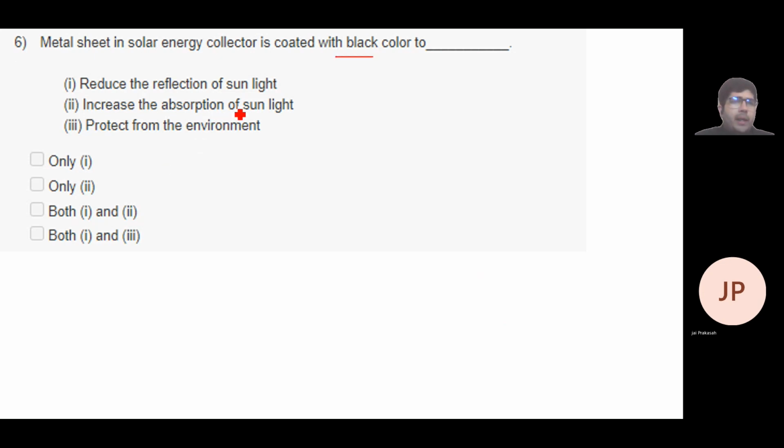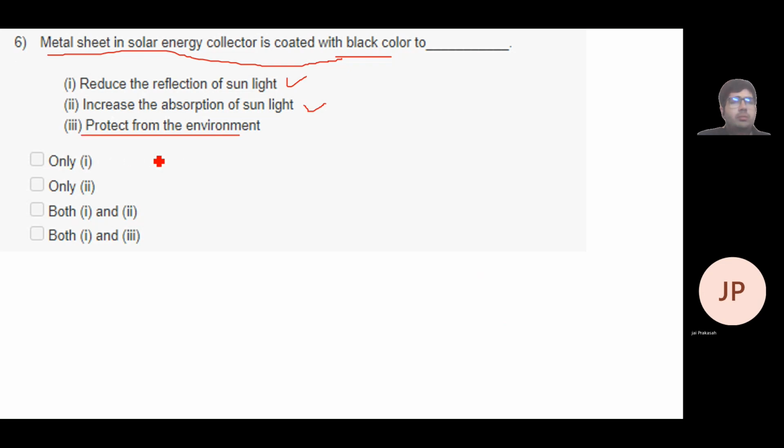So we know that black color absorbs all solar radiation. It behaves as a black body. It will absorb all solar radiation. So increase the absorption of sunlight, this is correct. Because if you have painted it black, you are getting more and more energy, you are not reflecting. So you are absorbing more energy. Now reduce the reflection of sunlight. Yes, because if you are absorbing more, it means very little reflection. This is also correct.